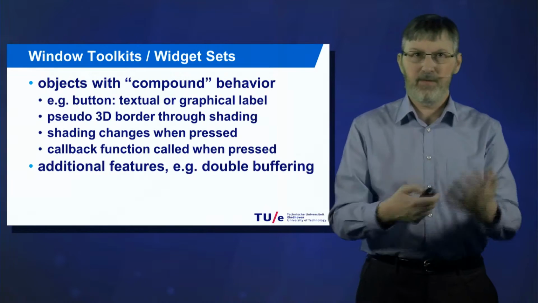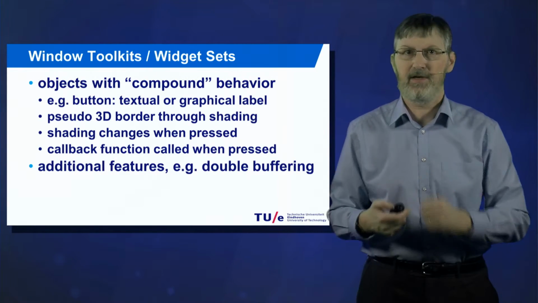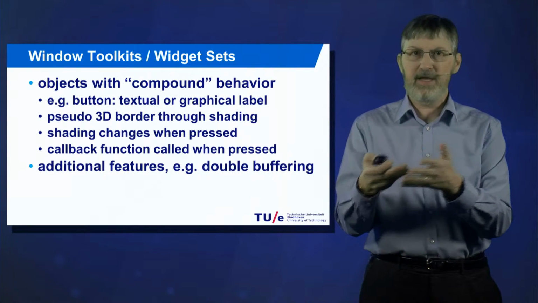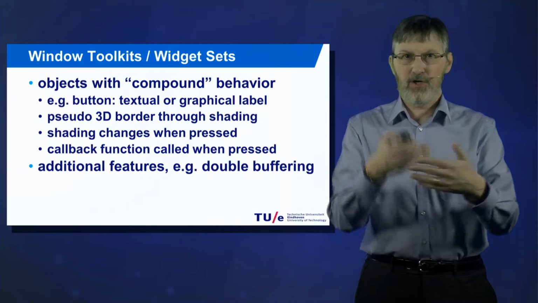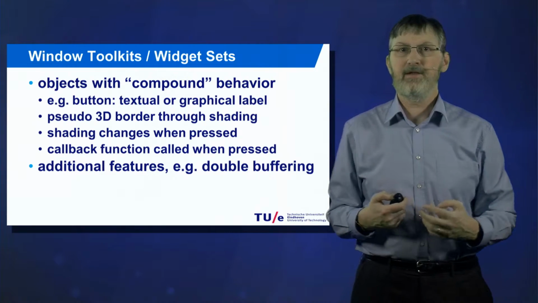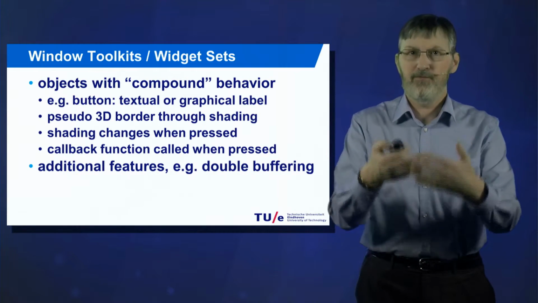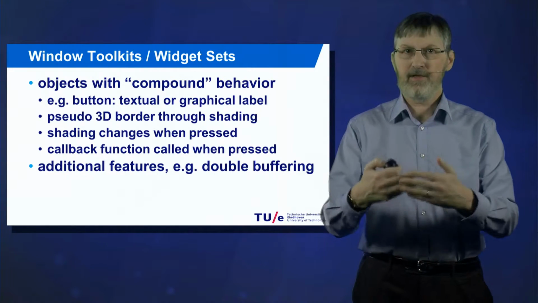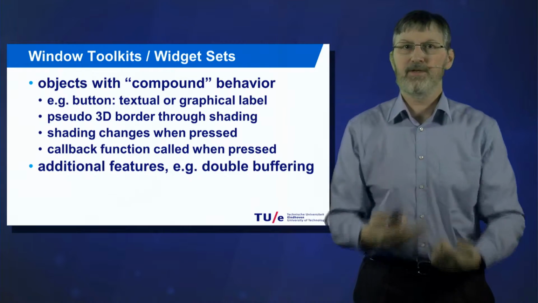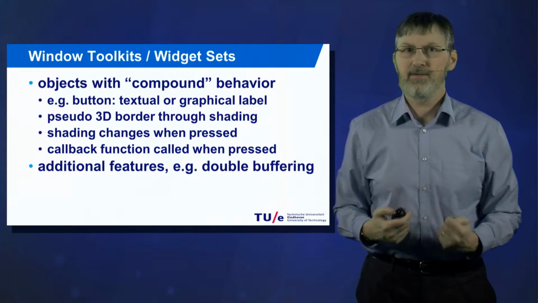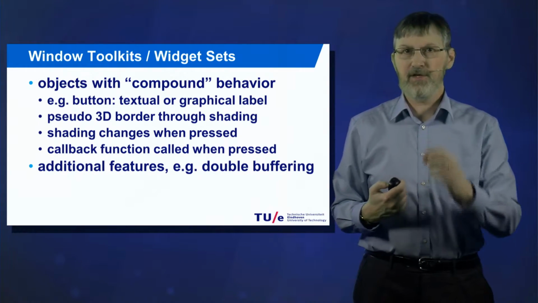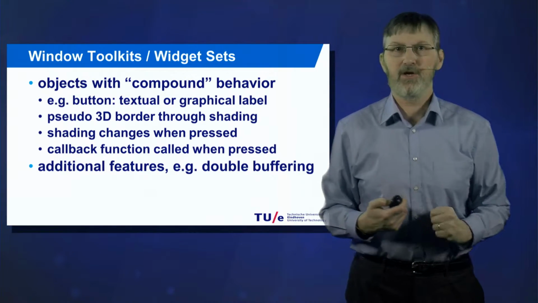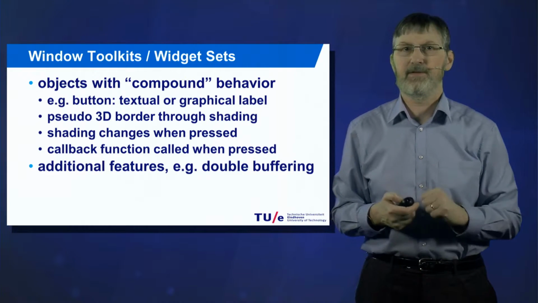Window toolkits and Windows systems have additional features like double buffering. When you want to do an animation or show a slideshow, it is best to first compute what you want to show in memory and then copy that to what is called the frame buffer, so that the end user doesn't actually see how the image is being constructed. We will show an example of this in a separate web lecture.